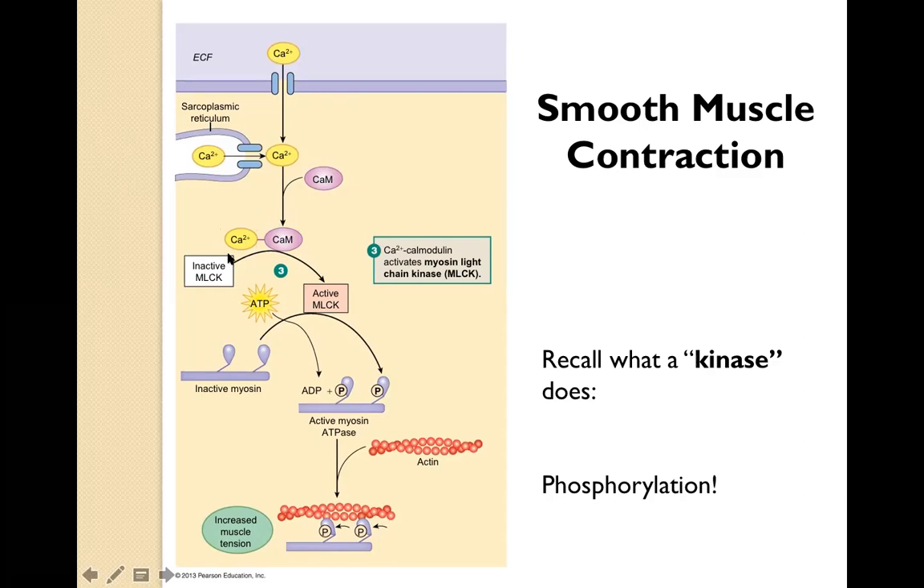And this actually acts as a molecule that can activate an enzyme. And the specific enzyme that this calcium calmodulin activates is this thing called MLCK. So in the presence of calmodulin and calcium, inactive MLCK, or myosin light chain kinase, will become activated. And if you remember from our talks about enzymes, a kinase enzyme is very important in phosphorylation. So whenever you see that word kinase, there's a phosphate added somewhere. So we have active myosin light chain kinase.